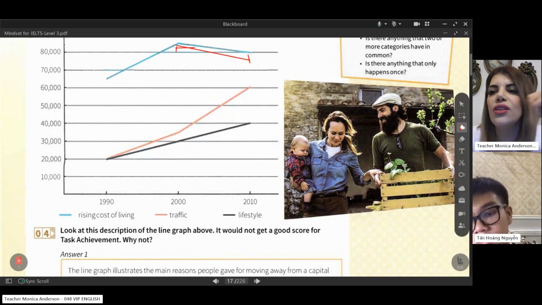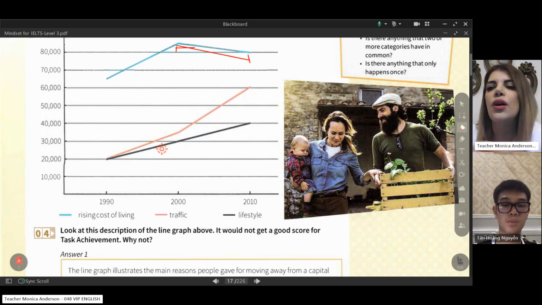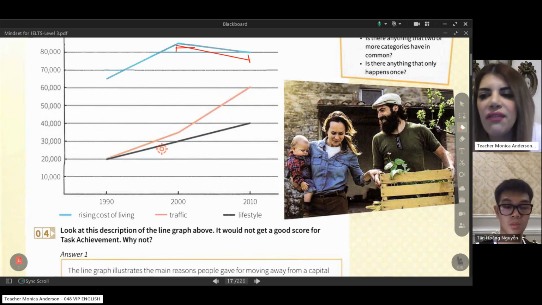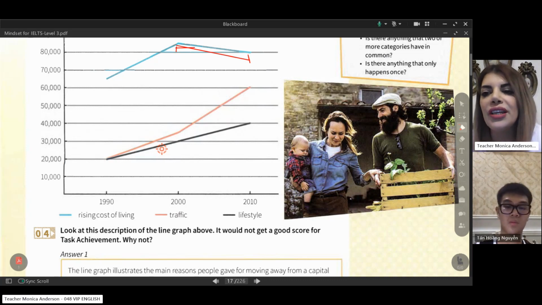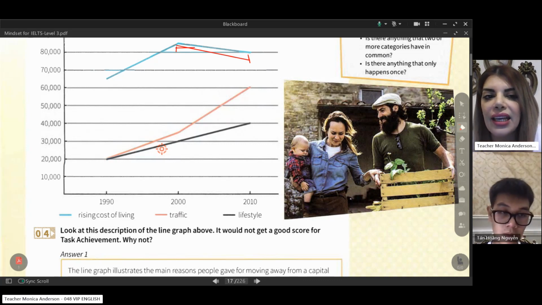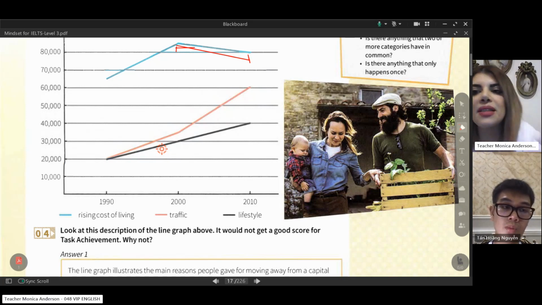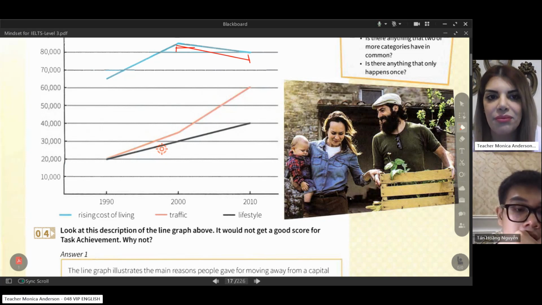So there is a big change. I don't need to give numbers, so I'm writing again, for example. I can say rising cost of living rose the least over the whole period. But traffic, the second one, saw the steepest, maybe the significant rise, the steepest rise, especially between 2000 and 2010. Yes, we have a sharp increase between these two years.